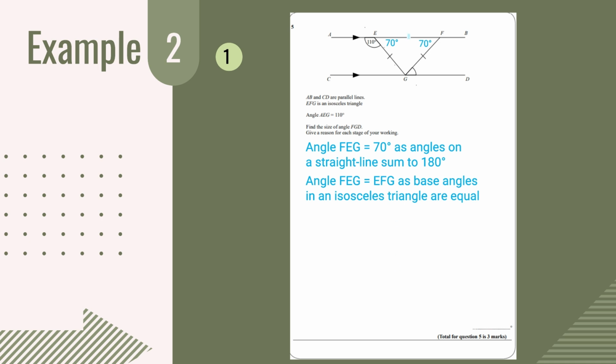Now, if you can see, angle EFG is an alternate angle to FGD. So we know the angle we're working out is also 70 degrees. And we would write angle EFG equals FGD as alternate angles are equal. So our final answer would be 70 degrees.